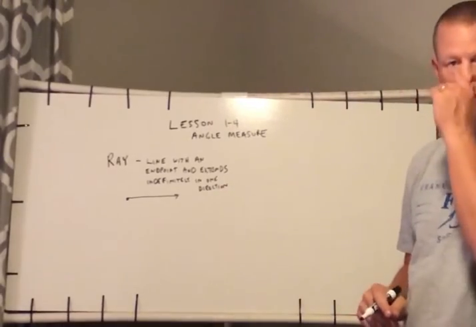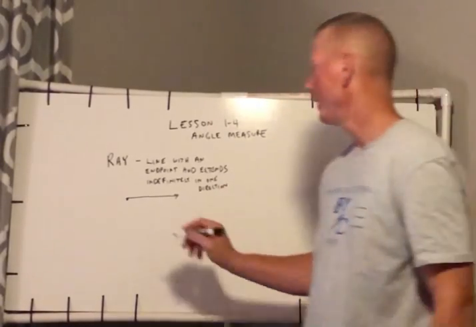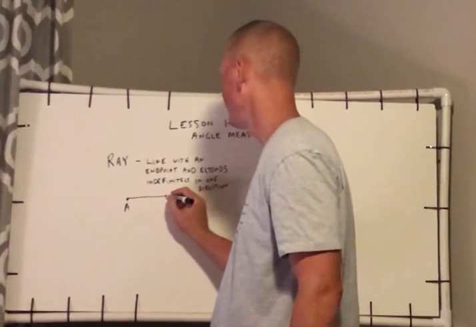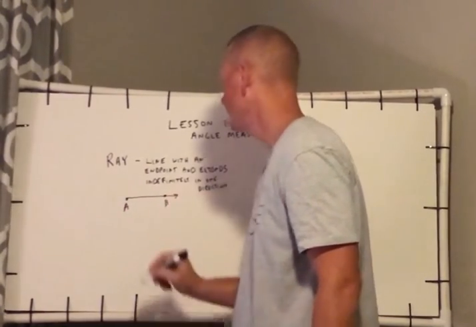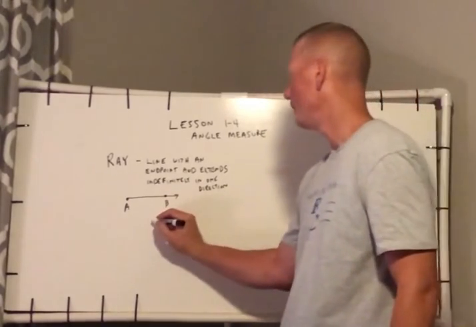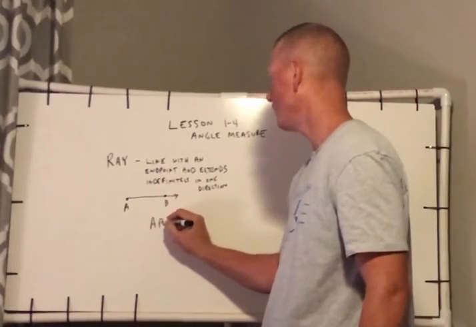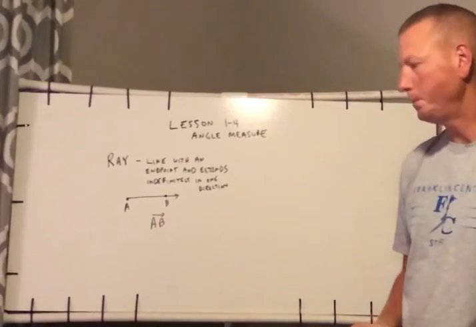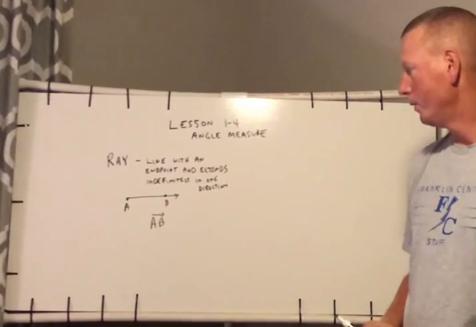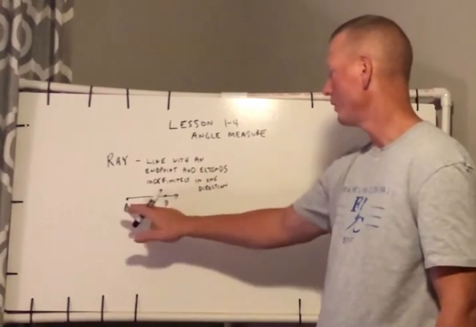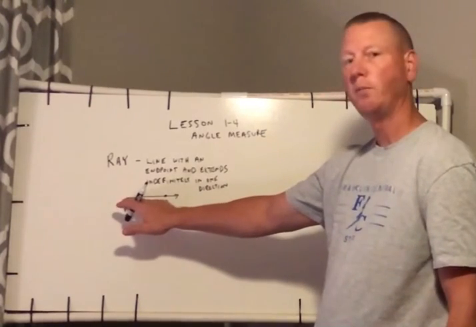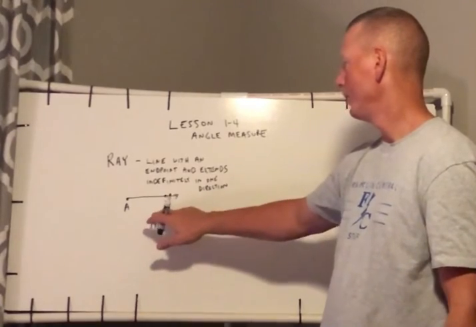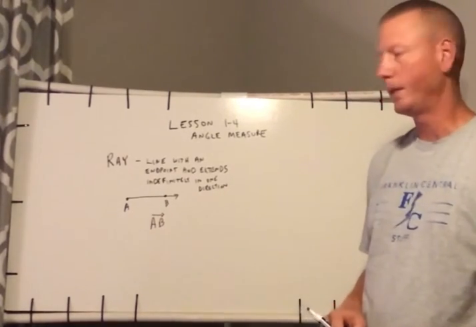Okay, so whenever we identify a ray, again we need two capital letters. If this is ray AB, we would identify that by saying AB with a line and an arrow over the top. So again, two capital letters, always start with the endpoint or the vertex when you're listing the first letter, and again it's an arrow over the top.